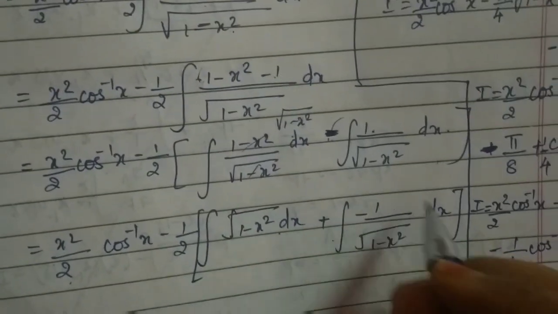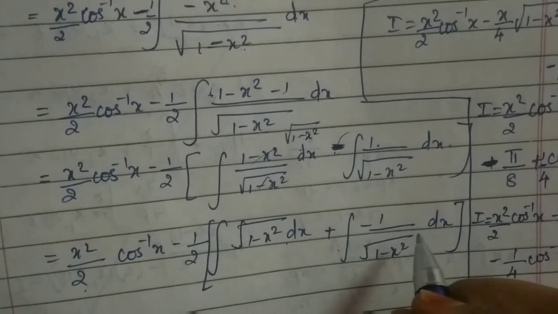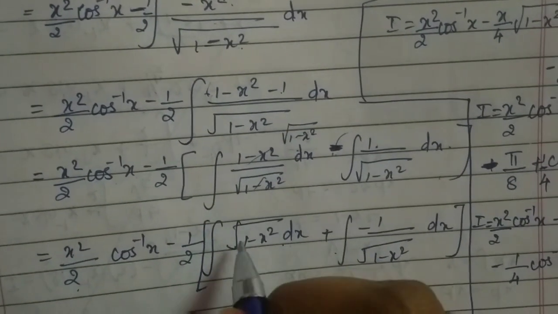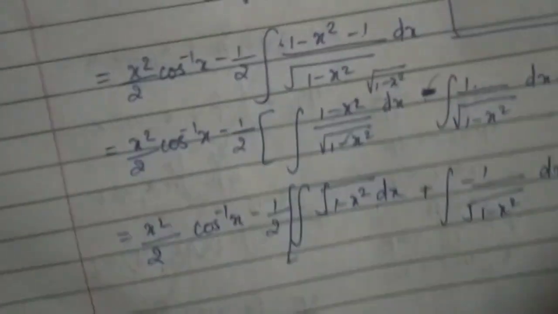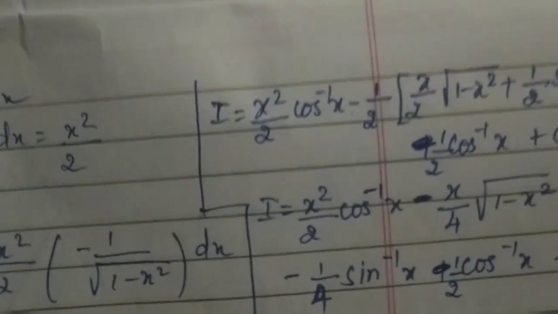Now the formula for this is cos inverse of x. And this is nothing but root of a squared minus x squared dx, the formula which I told in page number 329. So we are going to apply that formula that we have done in the last sum.